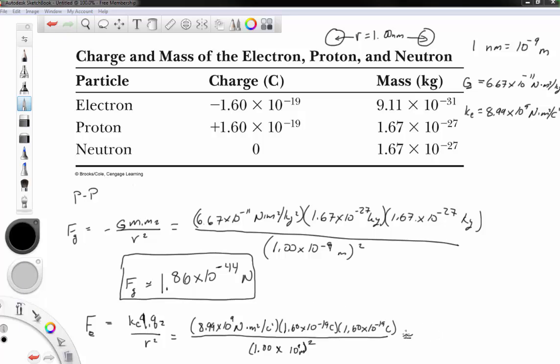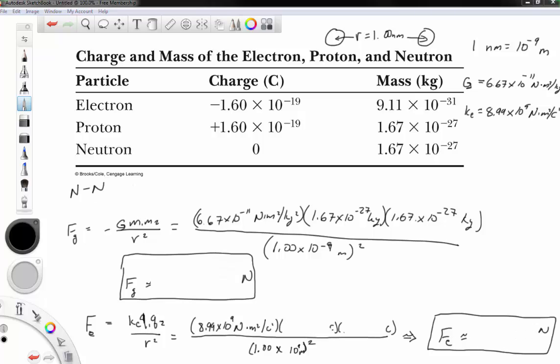So we get that the electric force is approximately 2.30 times 10 to the minus 10 newtons. So that's a pretty dramatic difference from the gravitational force that we calculated above. This is times 10 to the minus 10, this is times 10 to the minus 44. That's quite a few orders of magnitude greater for this one as compared to this one.